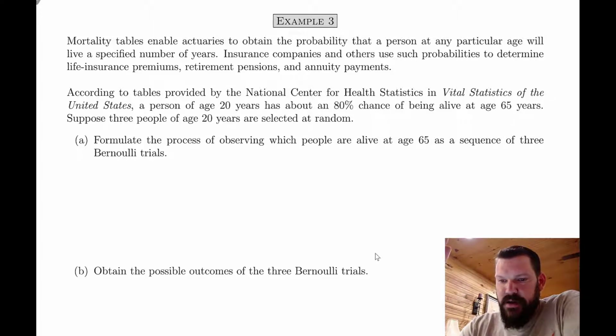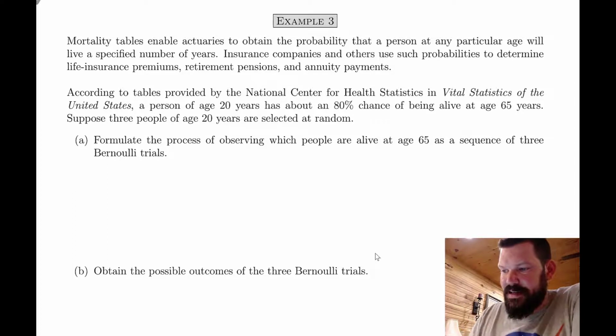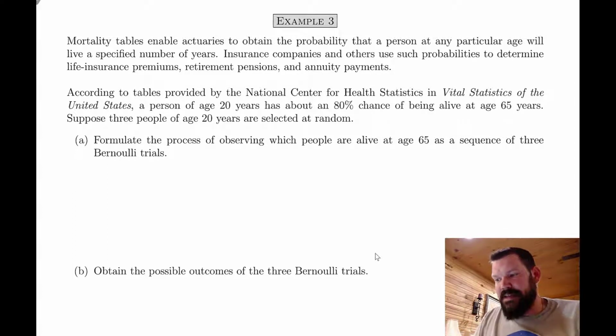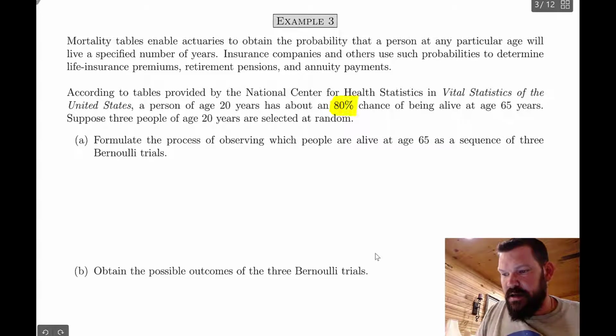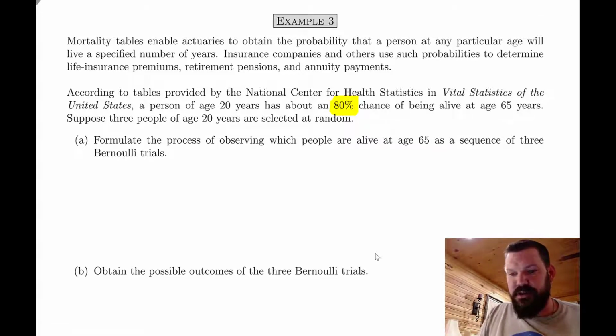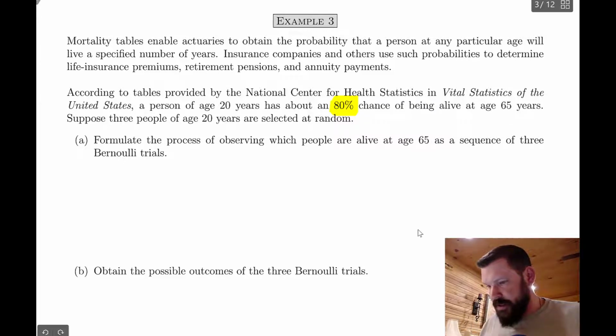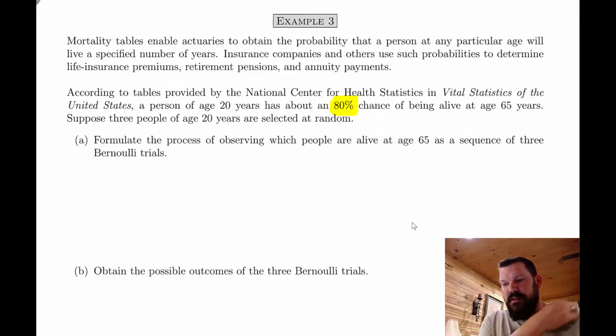So what we have is, according to tables provided by the National Center for Health Statistics in Vital Statistics of the United States, a person of age 20 years has an 80% chance of being alive at age 65 years. Suppose 3 people of age 20 years are selected at random. Part A, formulate the process of observing which people are alive at age 65 as a sequence of 3 Bernoulli trials. I'm not going to write this out, so just listen on part A here.